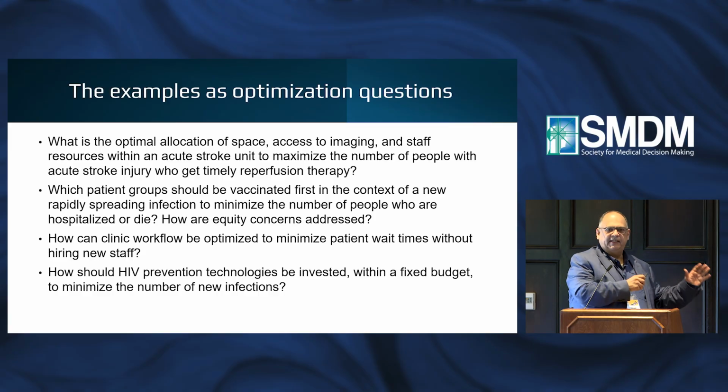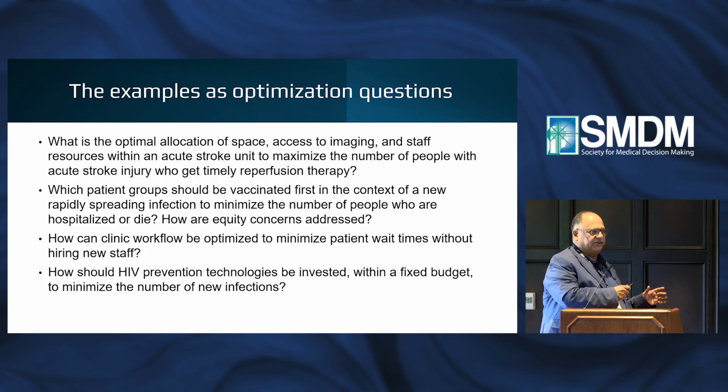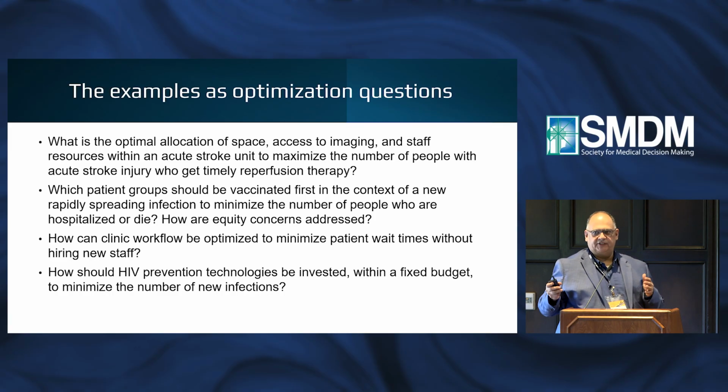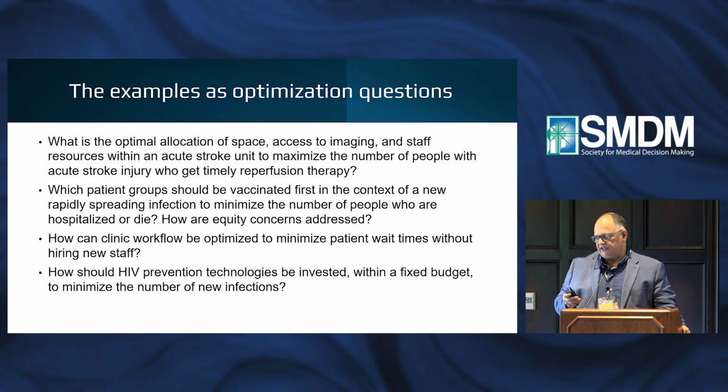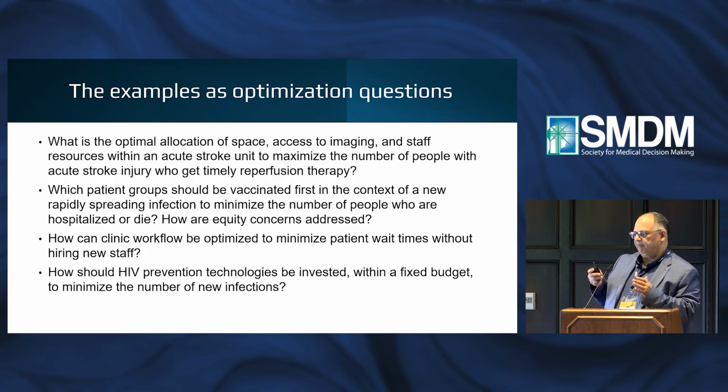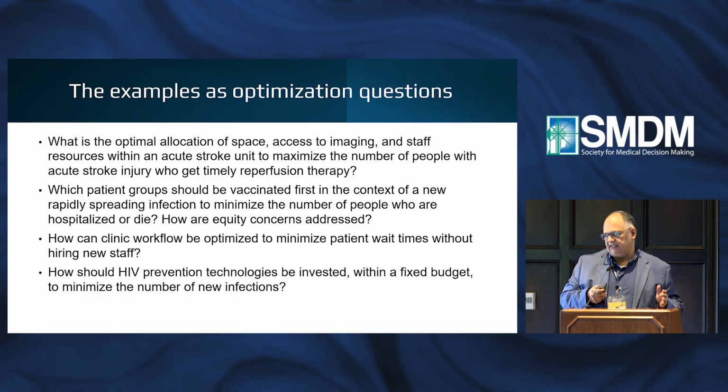So I want to take those three examples that I just presented to you, and I want to reframe them as optimization questions. Okay? So the first is, remember the stroke units. If we were looking at this as an optimization question, we might ask, what's the optimal allocation of space, access to imaging, and staff resources within the acute stroke unit to maximize the number of people with acute stroke injury who get timely reperfusion therapy? Okay? So we've defined our variables that we're going to change. We've defined our objective. We've defined our constraints, which here are limits of space and money.